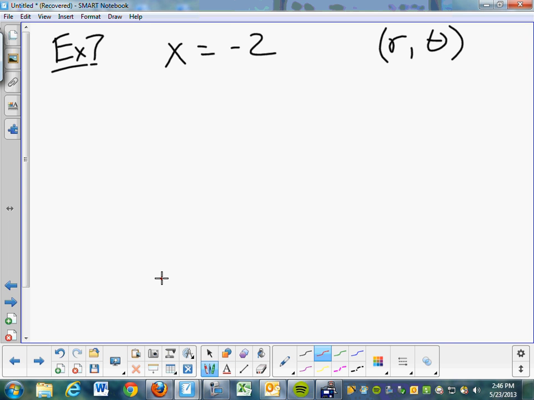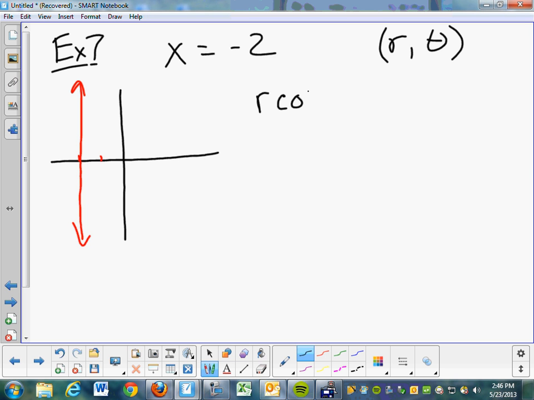This is quick. X equals -2. What does the graph of x equals -2 look like? Yeah, a line going through -2, a vertical line, right? Can you graph a vertical line on your calculator? No, you can't. Why? It's not a function. It doesn't pass a vertical line test. Is that weird? A vertical line doesn't pass a vertical line test? Okay, so we got x equals -2. We want to turn it into r theta. So instead of x, what do I write? R cosine of theta equals -2.